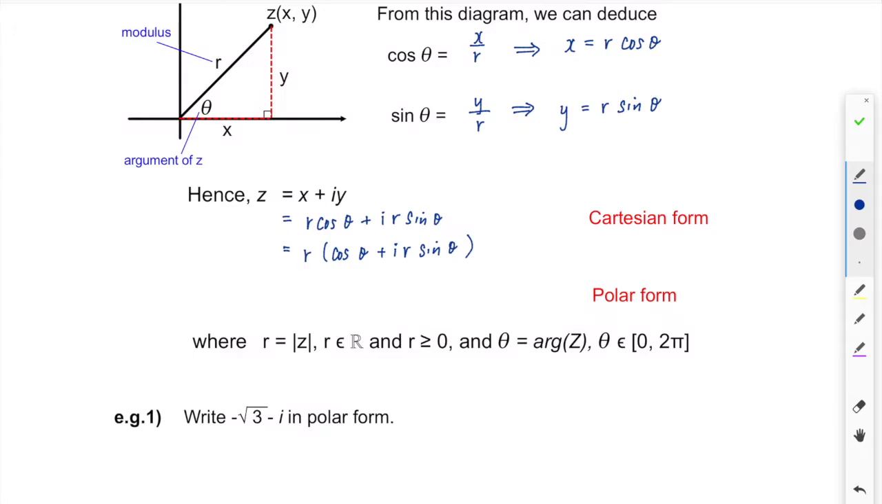And in order to save us some time, instead of writing cos and sine, we can use the short form r cis theta. So cos theta plus i sine theta is cis theta. And we call this the polar form. So r here represents the modulus of the complex number, and it is a real number, and r is greater than or equal to 0 always because it's just the modulus. And then theta represents what we call the argument of the complex number z.